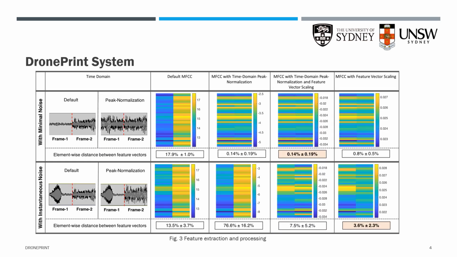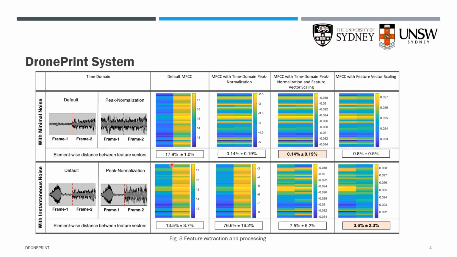Here's an example of peak normalization on different sound frames. We can see that different frames are normalized so that they have comparable amplitudes. This in turn results in a reduction in the feature vector distance when we convert them into MFCC features. That was with a minimal noise case.